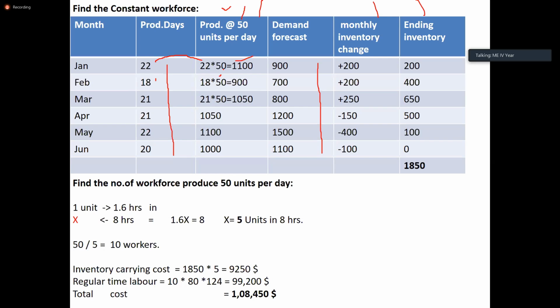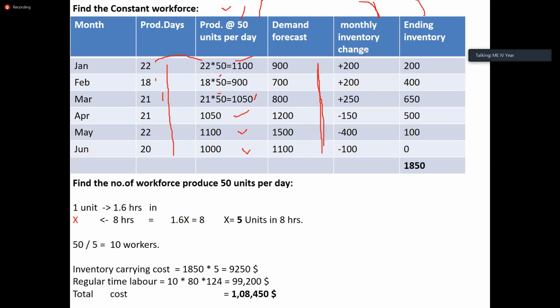Okay, because it is the level strategy. So similarly, March, 21 days, per day you have to make 50. Similarly, you will get 1050, and the rest is also the same, you can do the calculation and you will get these values. So these we already have from the question data. Now what I have to calculate here is the monthly inventory change.